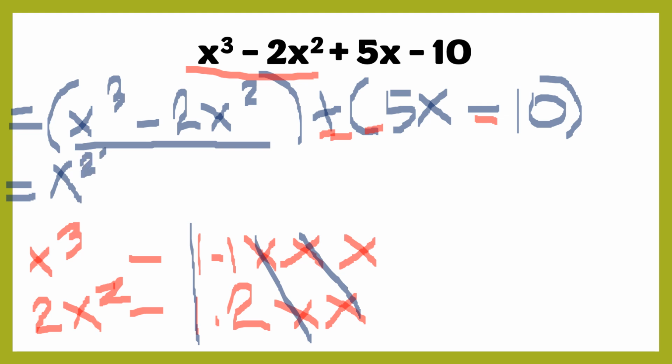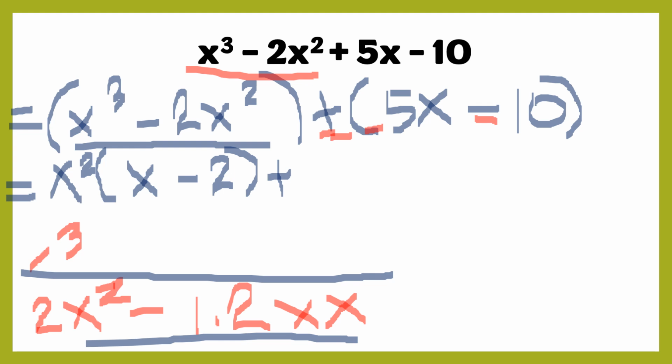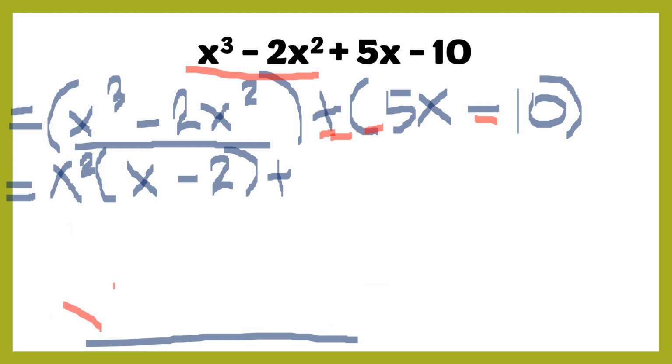And then open parenthesis. For the first term, the remaining is 1x, but just write x minus. For the second term, the remaining is 2. And then you close it. Copy the operation, plus, and let's now work for the second binomial.